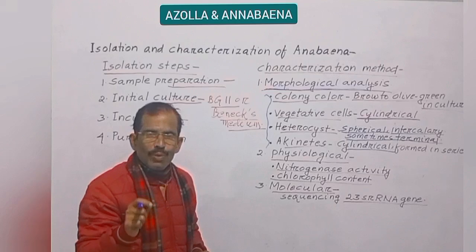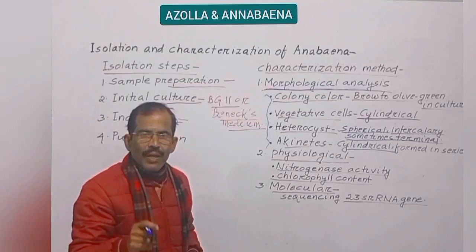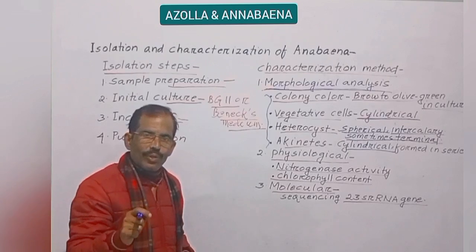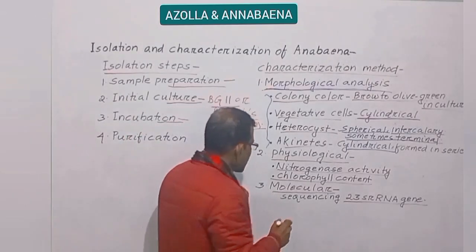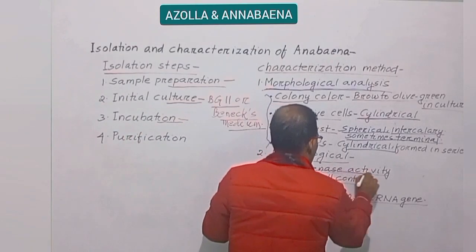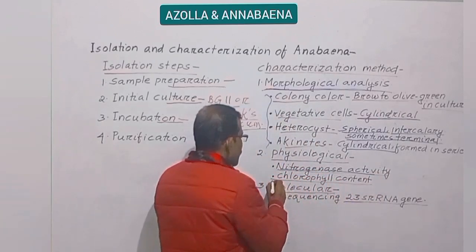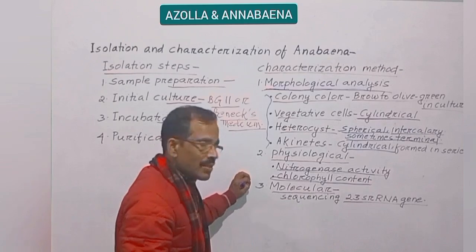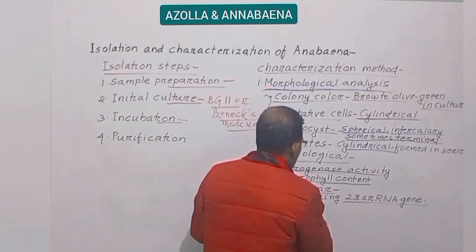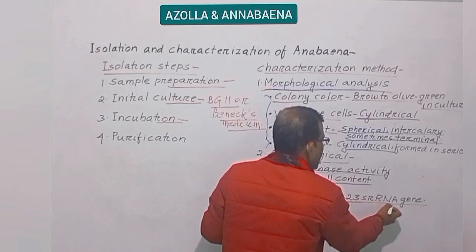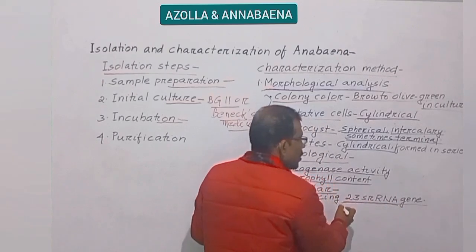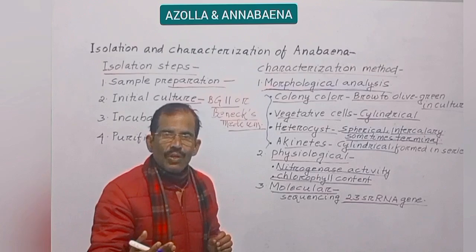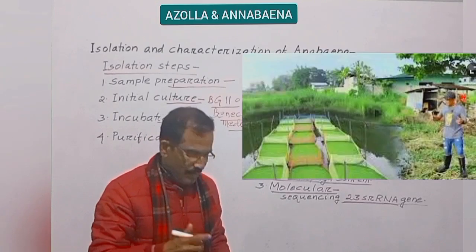In addition to morphological analysis, Anabaena can also be characterized by different physiological methods. For example, measuring nitrogenase activity and estimating chlorophyll content. Finally, molecular analysis, such as sequencing of the 23S ribosomal RNA gene, is also very useful to confirm the identity of Anabaena azollae.